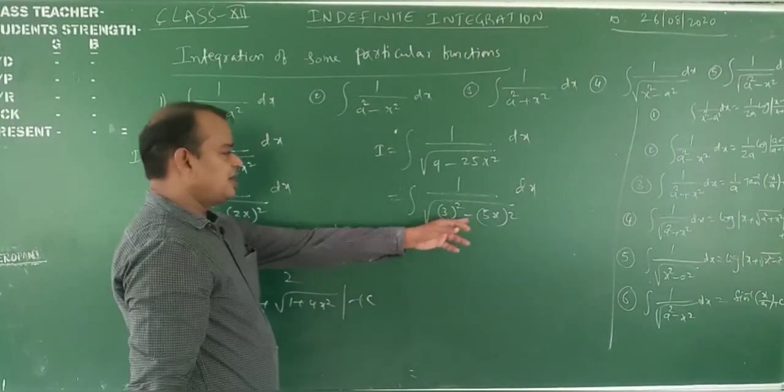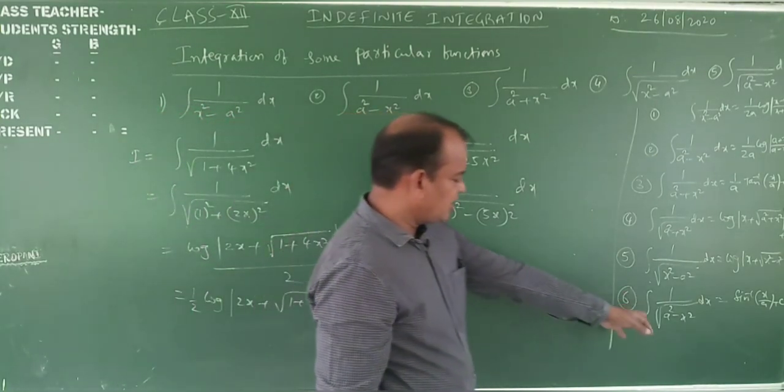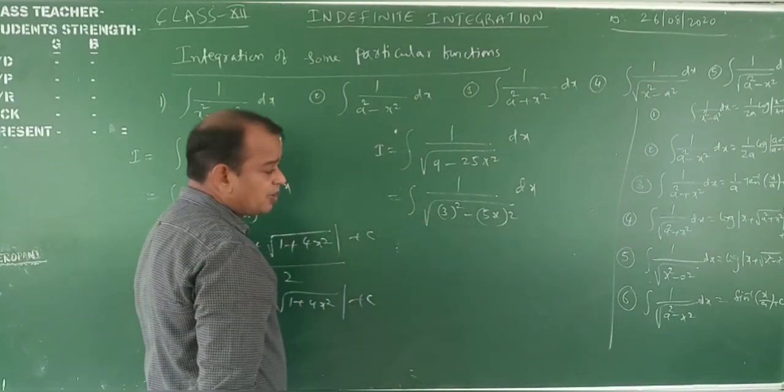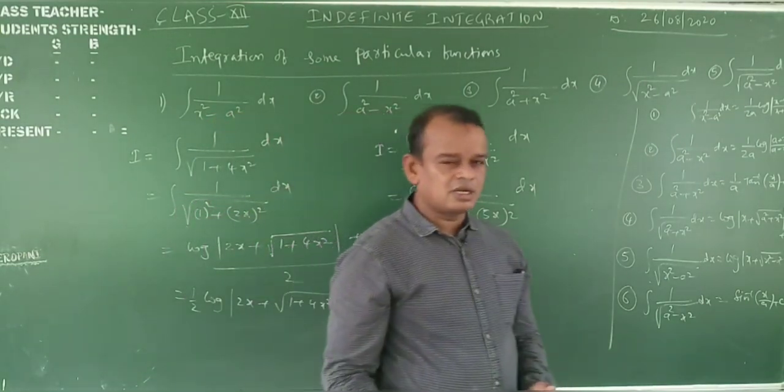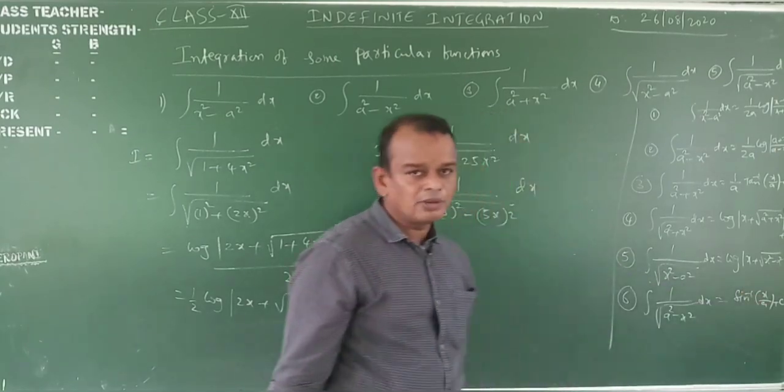This is the integral of 1 by root over a square minus x square, a formula you already know. It gives sin inverse of x by a. If you take x equal to a cos theta, the formula is minus cos inverse of x by a. No problem at all.